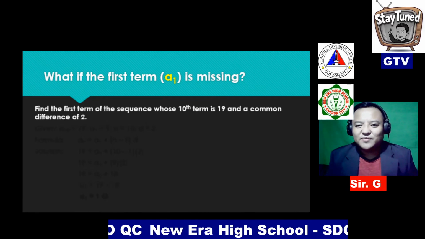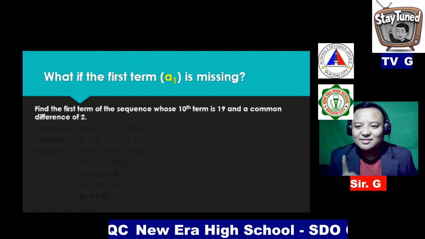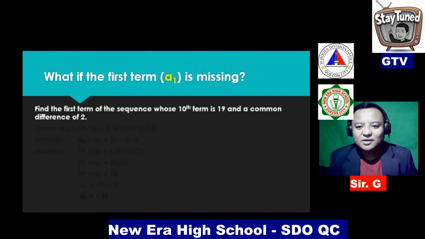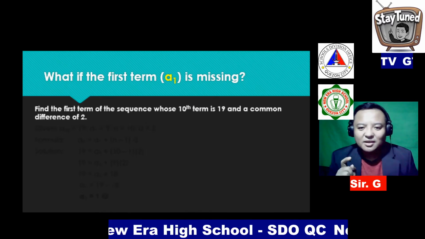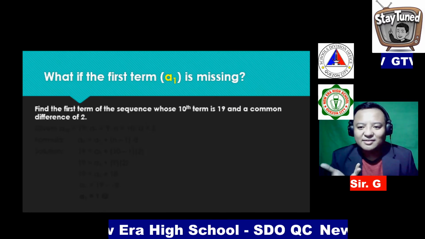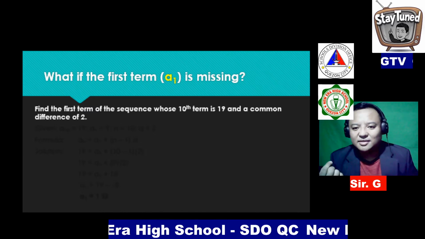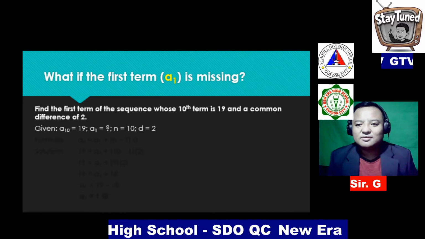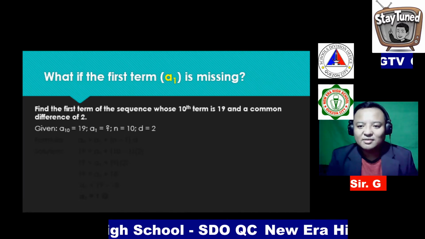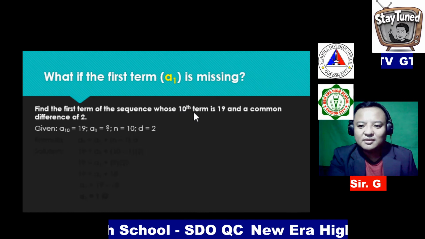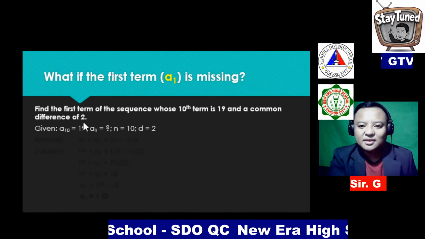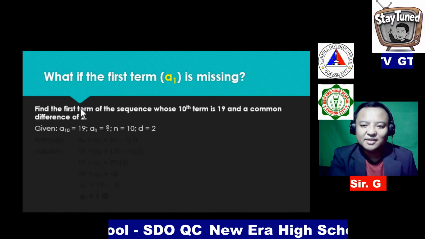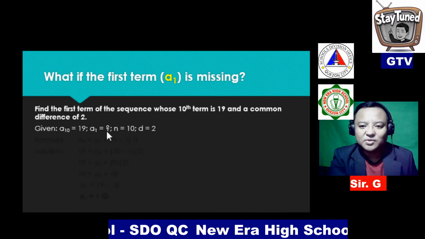Okay, so find the first term of the sequence whose 10th term is 19 and whose common difference is 2. Again, we are looking for the first term. Ano ba siya? Kung ang 10th term ng sequence ay 19 and its common difference is 2. So, let's get all the given. We have the 10th term. The 10th term is 19. The first term is missing since we are looking for the first term. Find the first term. We put a question mark.